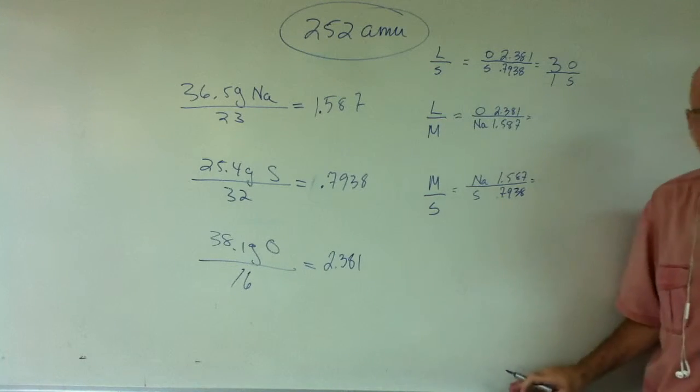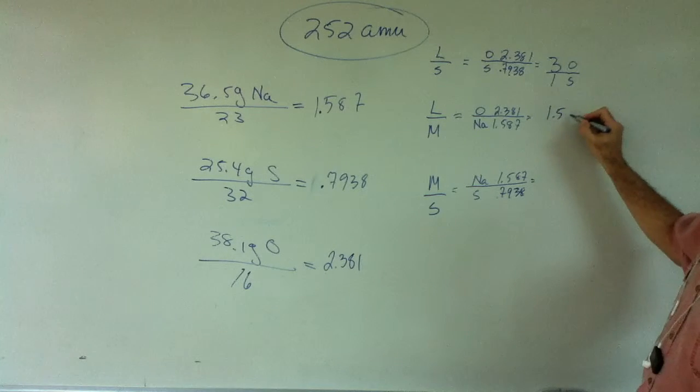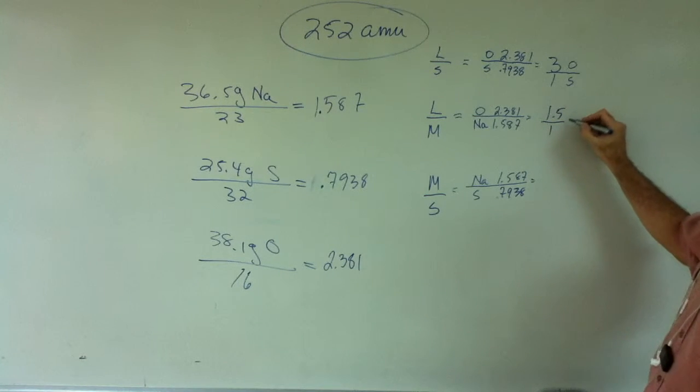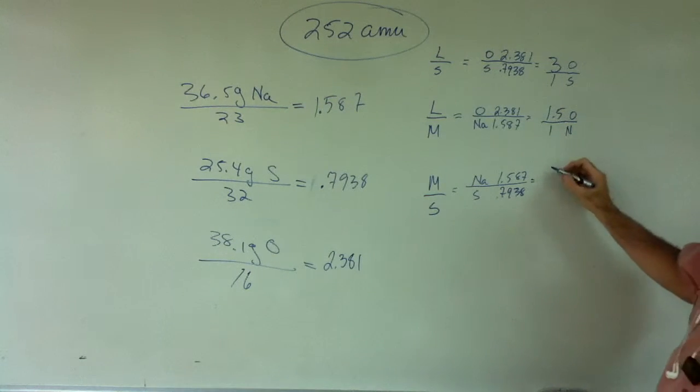What about the largest over medium? 1.5 to 1, and that's going to be oxygen to sodium, right? What about the next one? Medium to small. 2.